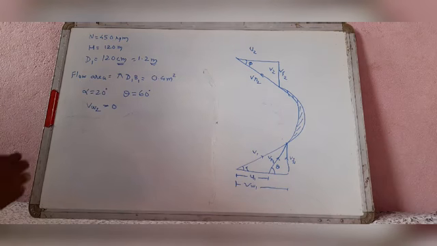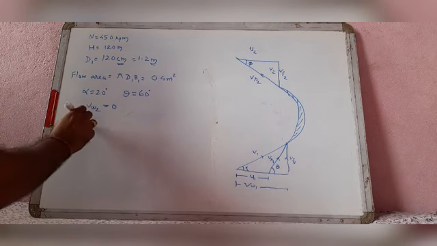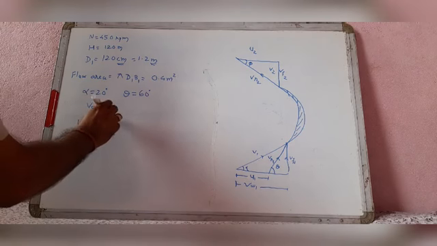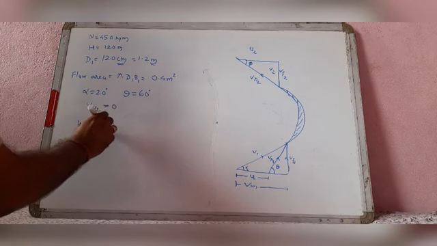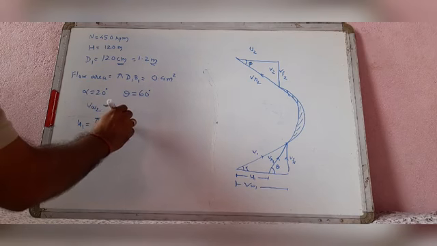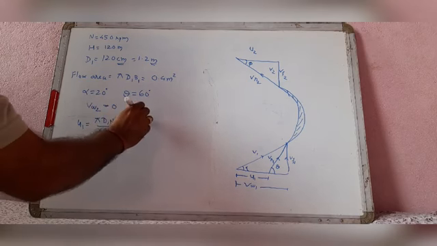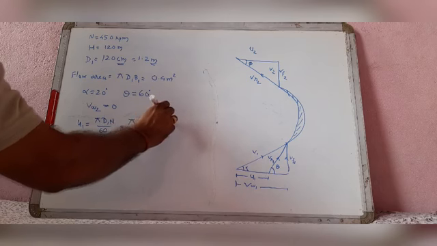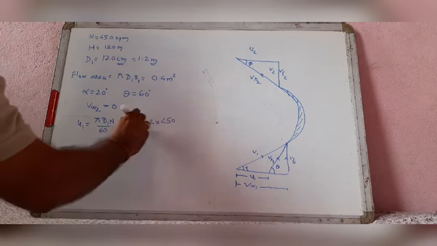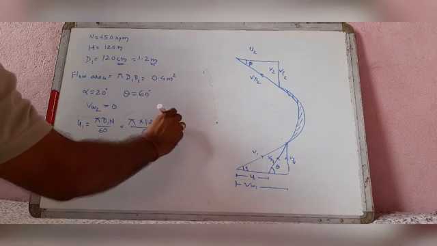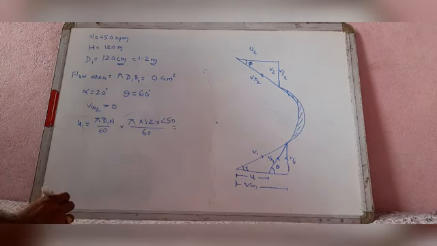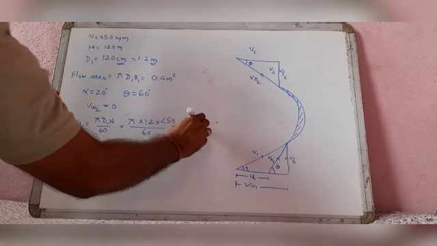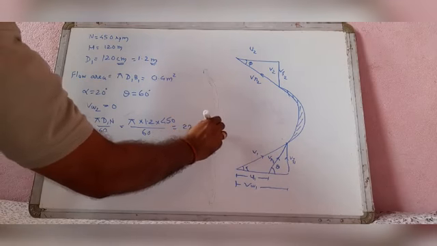Tangential velocity of turbine at inlet U1 equal to pi D1 N by 60. Putting the values here, pi into 1.2 into 450 by 60. So this comes 28.27 meter per second.